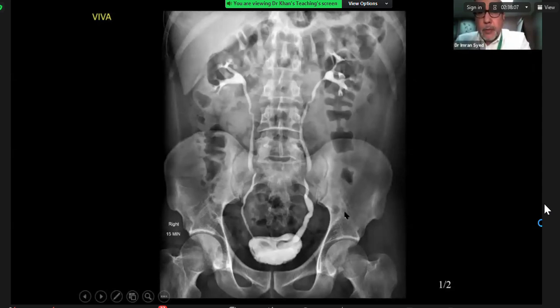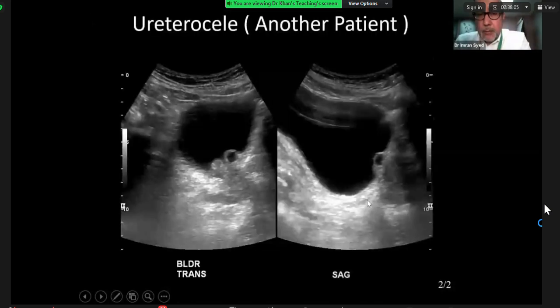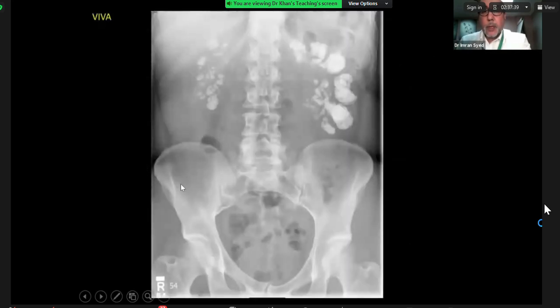So if you see something like this and it's out of line with the normal line of projection of the ureter, you need to think about an ectopic urethrocele. Now this is another patient. These are sagittal and transverse cuts through the bladder with ultrasound, and you can see a filling defect just demonstrated here, which nicely demonstrates the urethrocele, as you can see there. Right. Next case, what do you see?